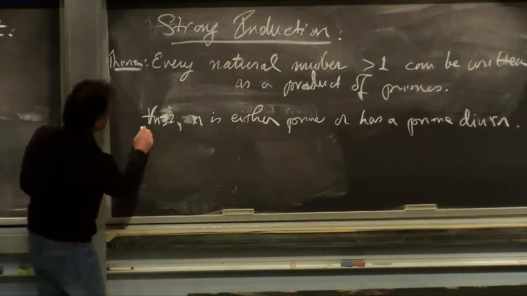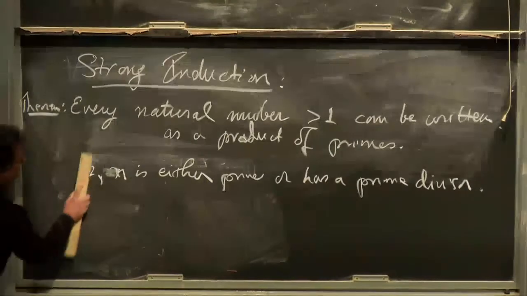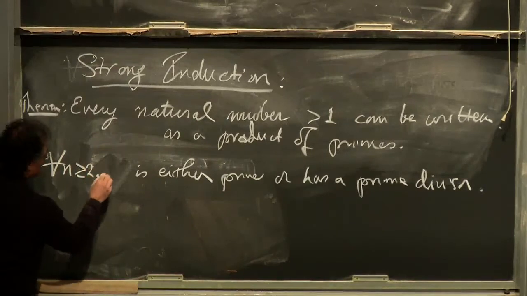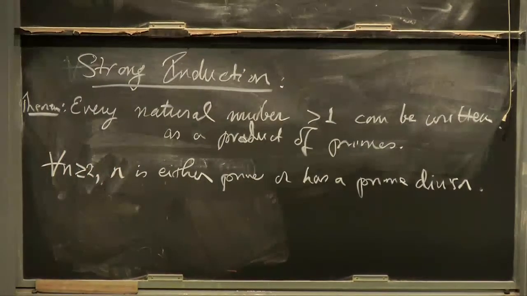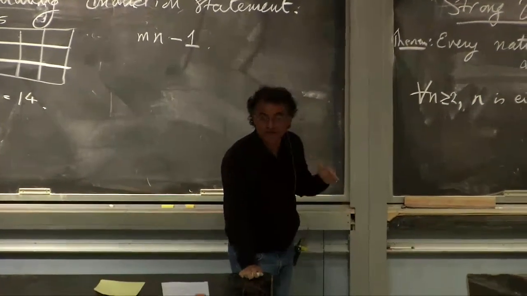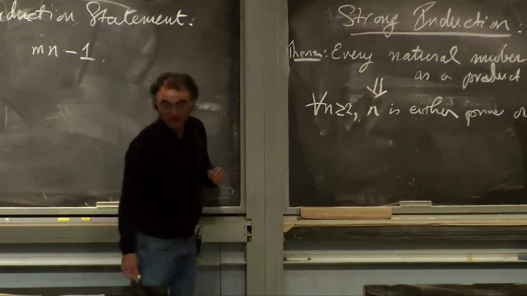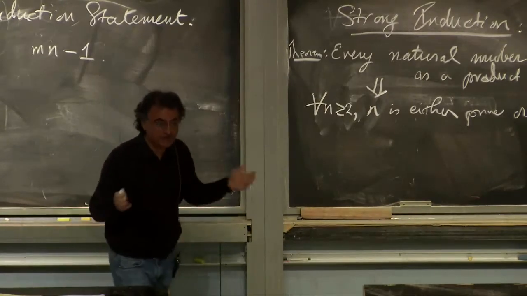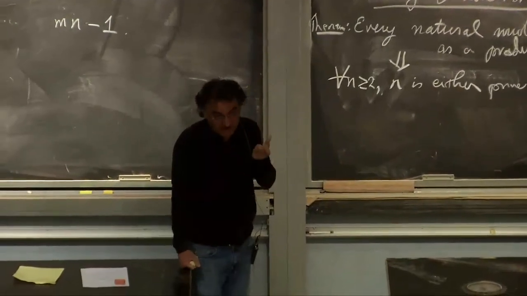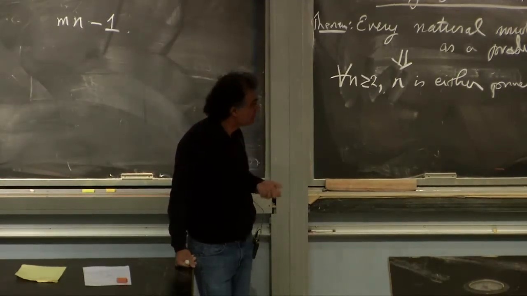This was something that we wanted to prove the last time. For all n greater than or equal to 2, n is either prime or has a prime divisor. Remember, we used this in showing that there are infinitely many primes. You see how that theorem implies this? If every number bigger than or equal to 2 can be written as a product of primes, it's either a prime itself, a single prime, or it's many primes, but in that case it definitely has prime divisors. Okay?